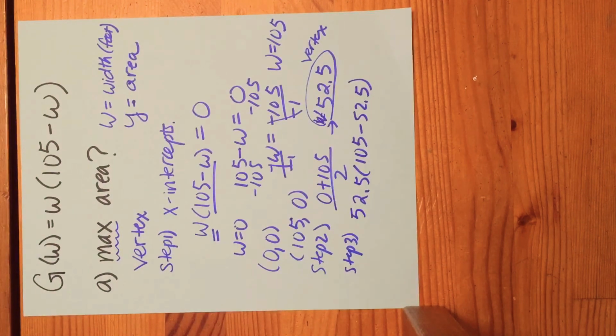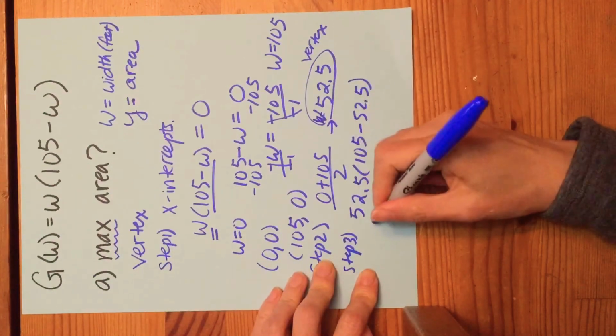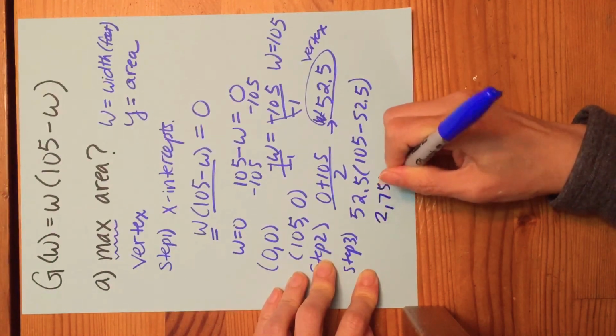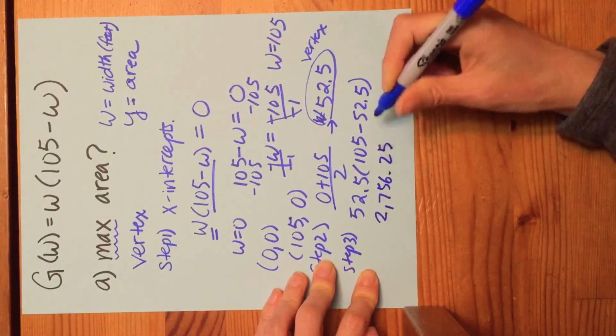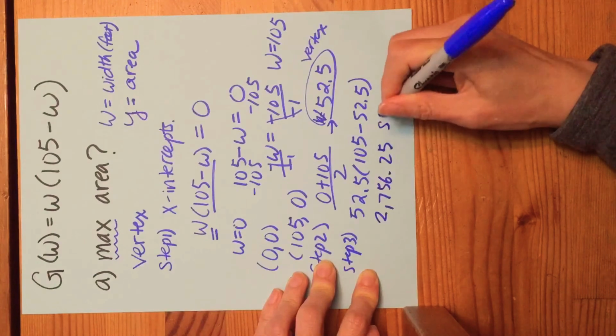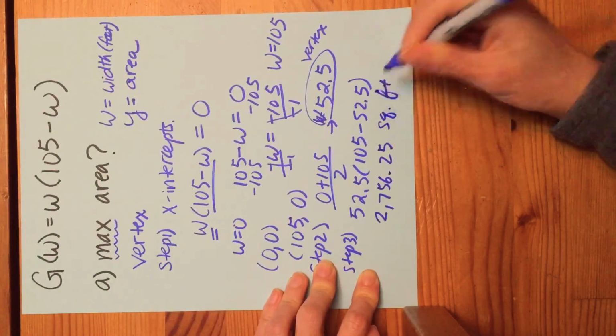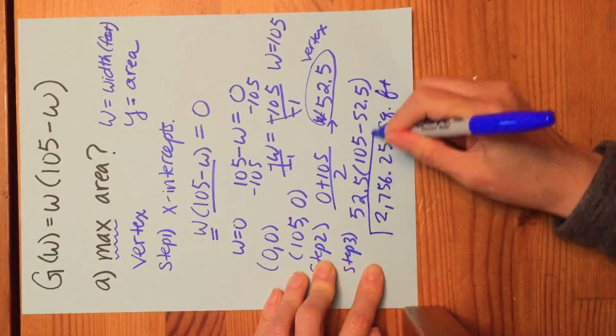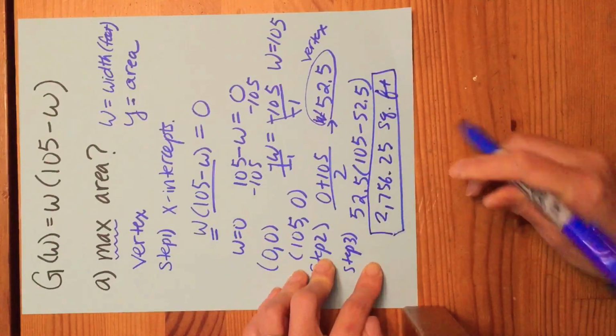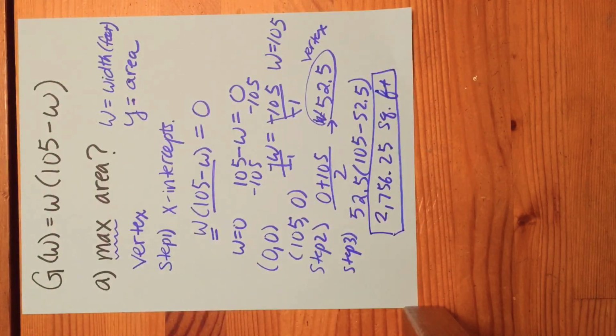So that's going to end up being 2,756.25 square feet. That will be the maximum. And that's going to be it if it's already in factored form.